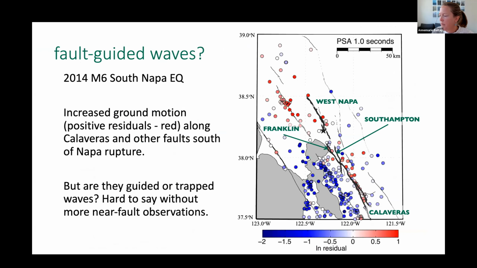Moving north, this is just an example from the 2014 magnitude 6 South Napa earthquake, which I don't know if you can see the cursor, but the event started here. This is a map of the PSA 1 second residuals to the ground motion model. And there's a hint here, maybe, that you can see fault guided or fault zone trapped waves coming south from the Napa fault onto these faults in the East Bay, and maybe that indicates some fault connectivity through here. But at this sort of resolution of the stations, it's really hard to say.